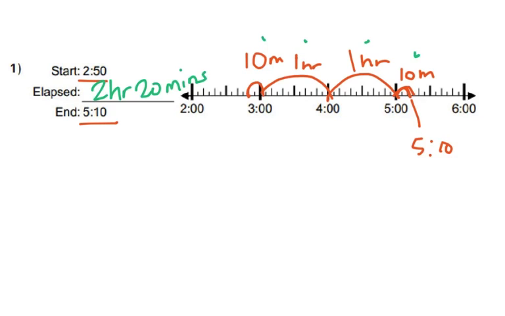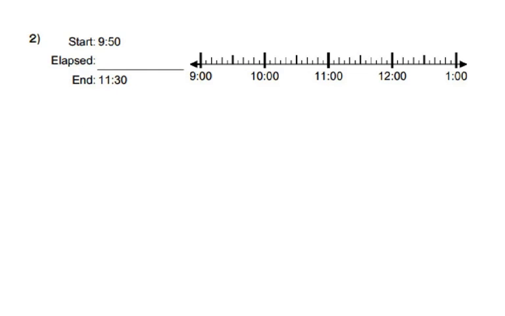So thankfully, our number line is there. It makes this process a little bit simpler. If it's not, we're going to have to draw it for ourselves. Press pause if you need to. Otherwise, we're going to move on to the next problem. This time, we have a start time of 9:50 and an end time of 11:30.